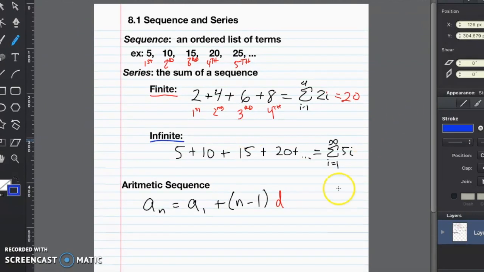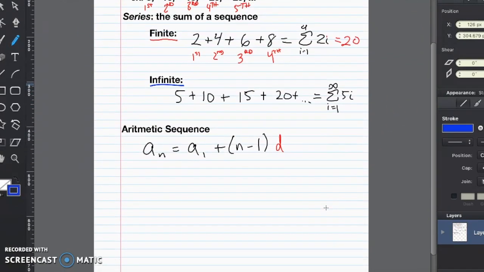Another thing we have is going to be the arithmetic sequence. So we're going to use this formula to figure out what any term is, right? So we can take the nth position, nth term, and combine it with the first term and what's called the common difference, right? So we're going to call this the common difference. And we are going to figure out whatever nth term.